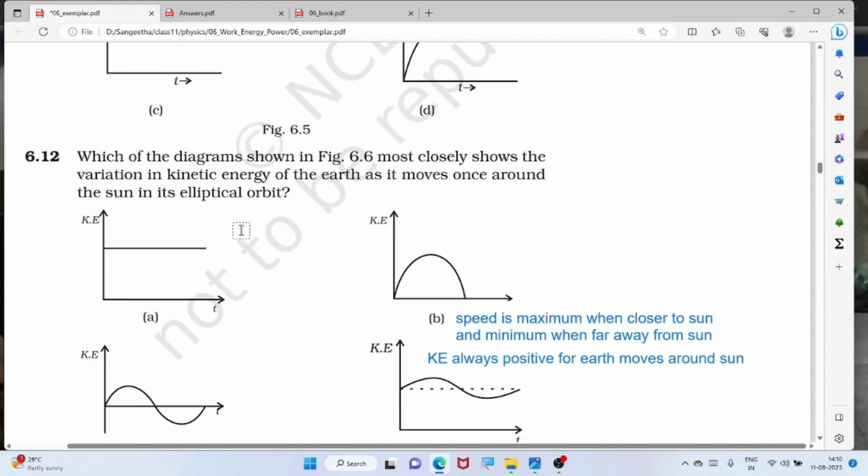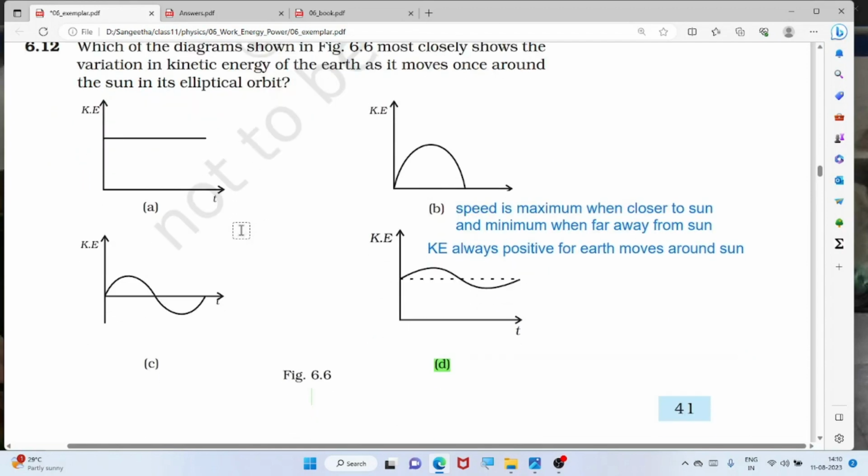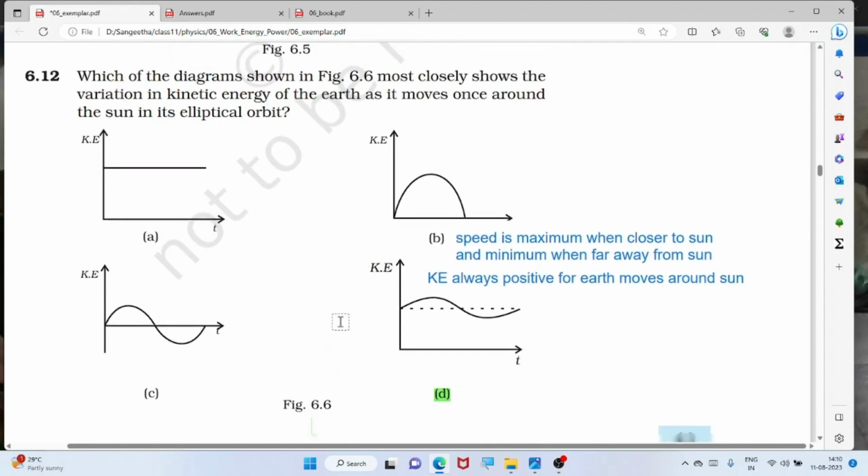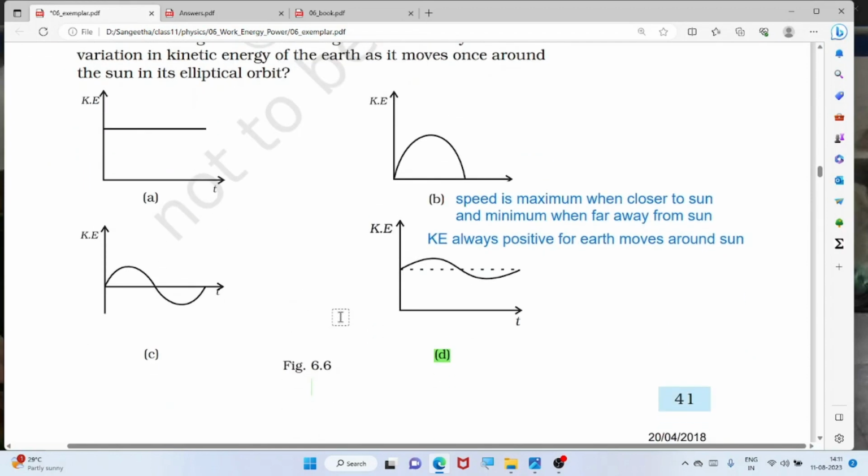Which of the diagrams shown here most closely shows the variation of the kinetic energy of the earth that moves around the sun? The speed is maximum when the earth is closer to the sun. The kinetic energy will be more at that time, and minimum when it is away from the center. Kinetic energy varies, but it is always positive, because of the velocity square. So this will be the one, not this.